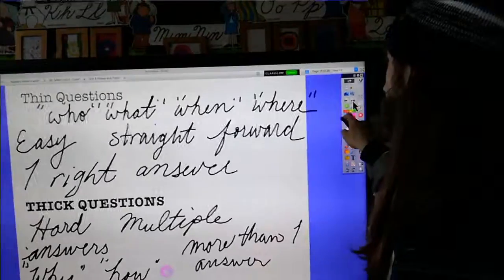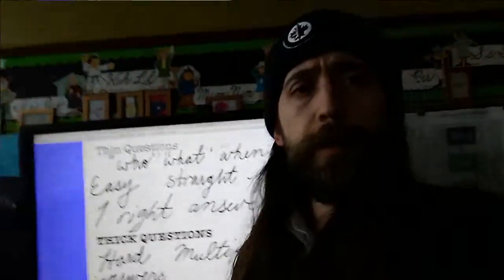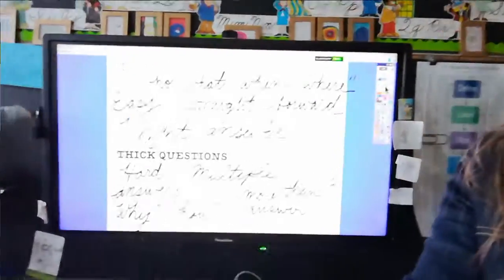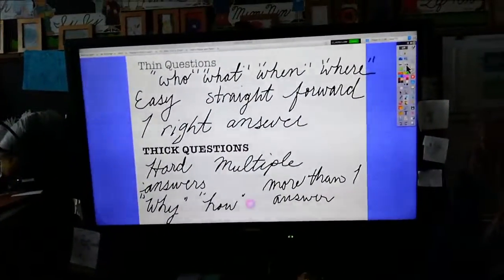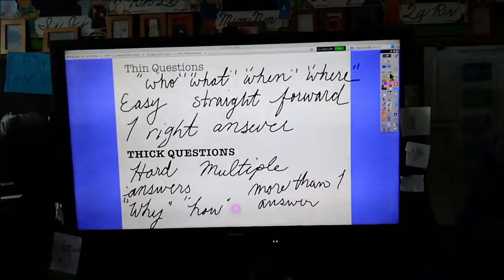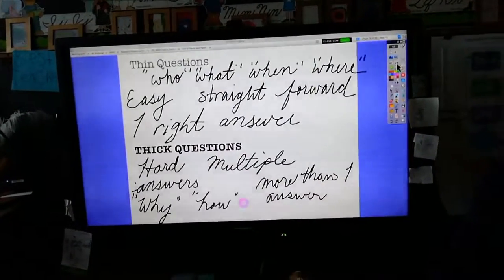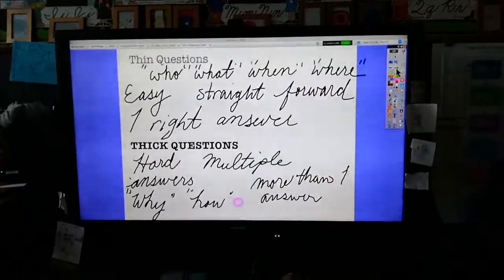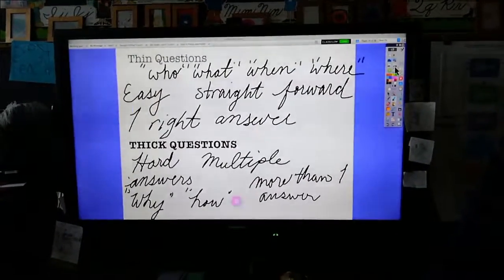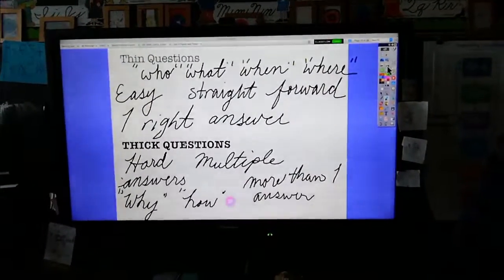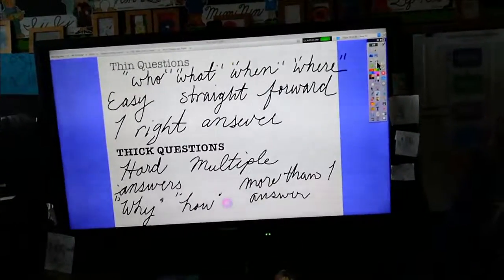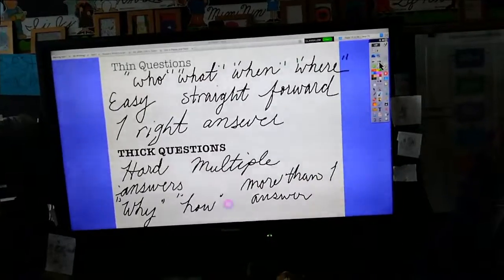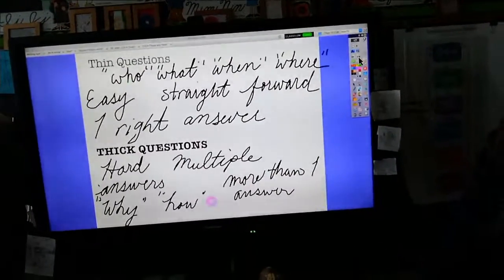After that, we made a connection to ELA, and that was discussing thick and thin questions. Thin questions are basically yes or no questions. If you're talking about a text, they would be questions that are found in the text. If you have level 1, 2, or 3 questions, 3 requires some type of inference or synthesis of information.